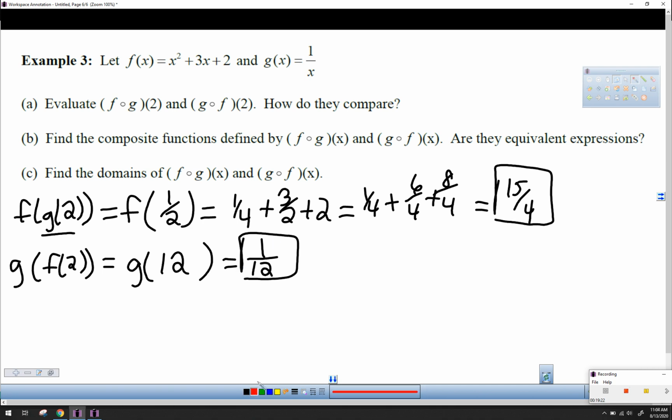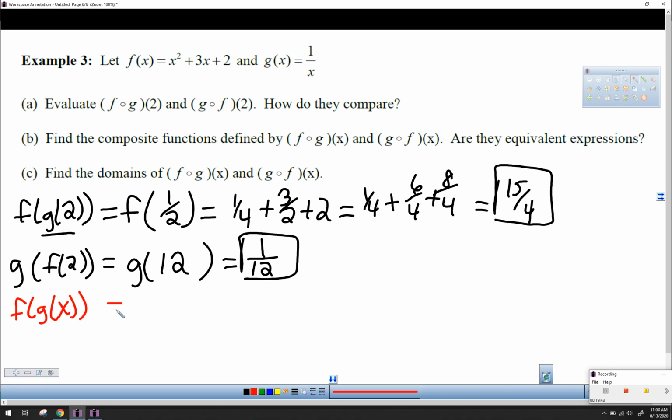Well, for part B, it says find the composite functions defined by f of g of x and g of f of x. Are they equivalent? Well, if we just showed that at a specific value they're not equivalent, then clearly they're not going to be equivalent anyway. So, for part B, let's just go and find what the f of g of x function would look like.